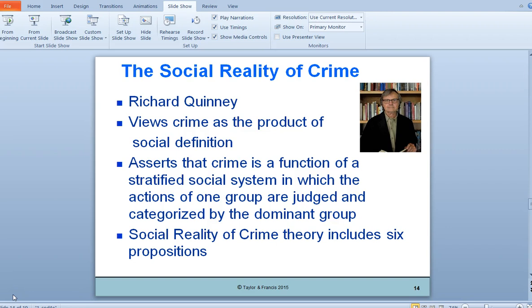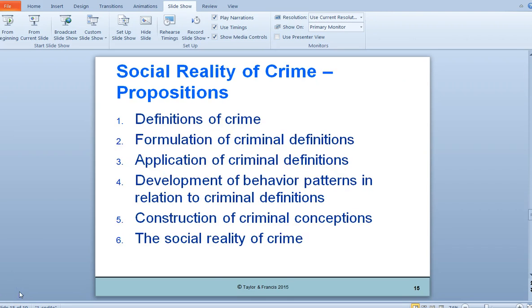Social reality of crime theory includes 6 propositions. I'm going to go ahead and read those for those of you who are listening to it. And I hope I'm not putting you to sleep. Want me to yell and scream?